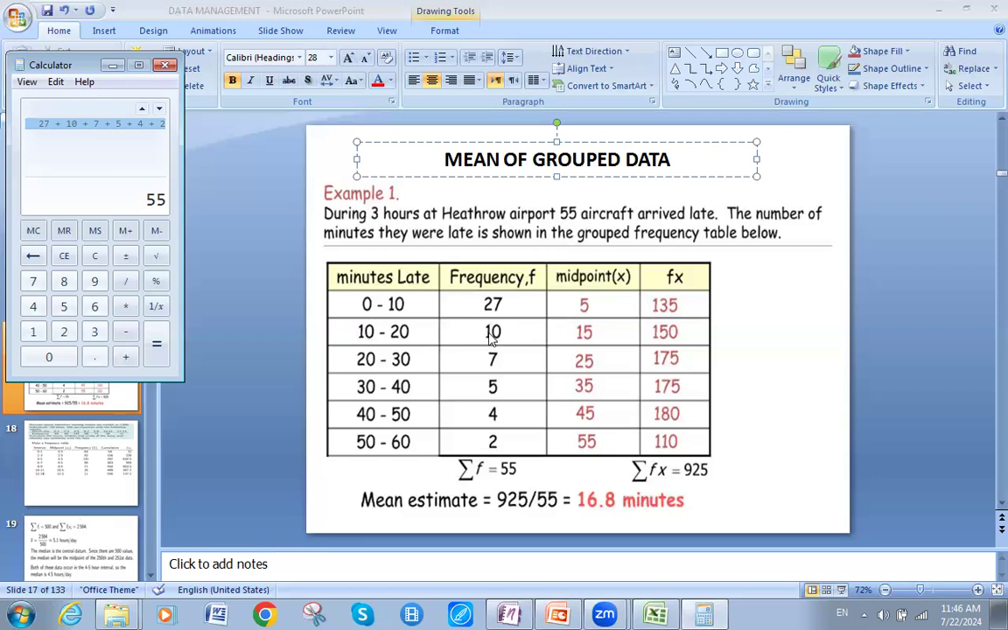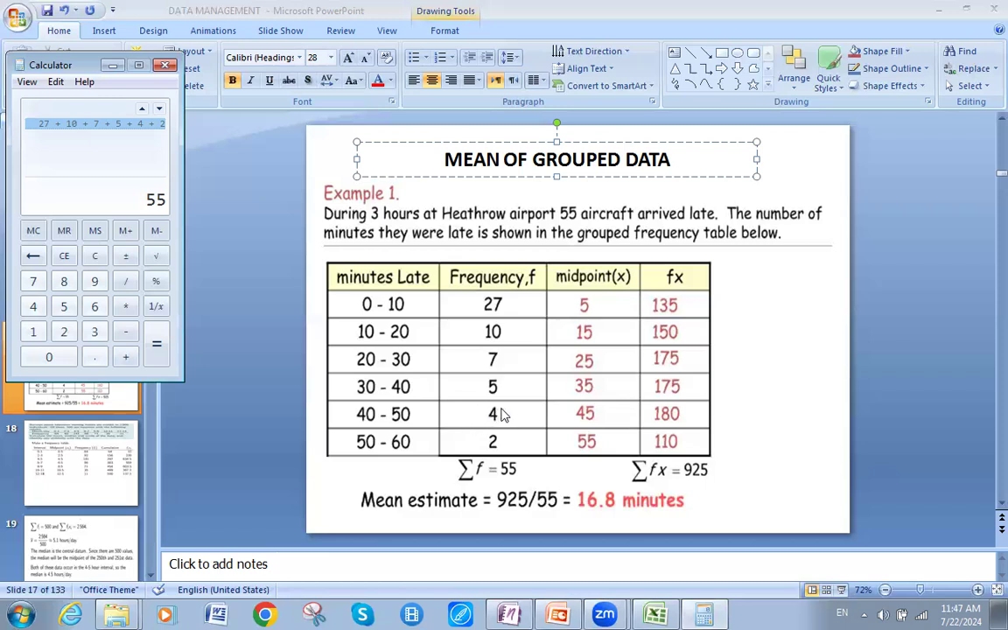They were 10 planes. I have 7 planes that came late between 20 minutes and 30 minutes late. I have 5 planes that came late between half an hour, 30 minutes, and 40 minutes late. Like one of them came 32 minutes late, another came 37 minutes late. They go within this category between 30 and 40.